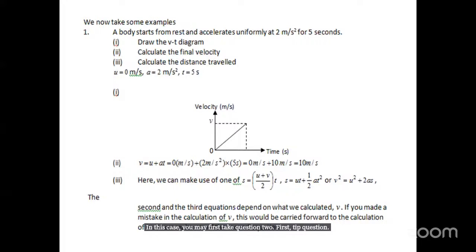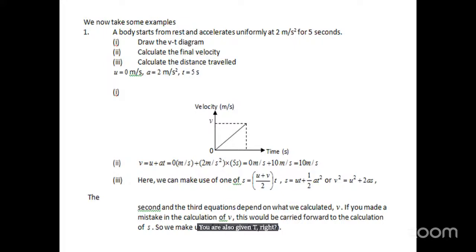Then for 3, we can make use of S equals U plus V over 2 times T, S equals UT plus half AT squared, or V squared equals U squared plus 2AS. So which of these are we going to pick? If you look at the second and the third equations, depending on what you calculated, if you made a mistake while calculating V, that mistake will be carried forward, right? So make use of what you are given. That will be S equals U plus V over 2 times T. You are given U, you are given V, you are also given T, right?